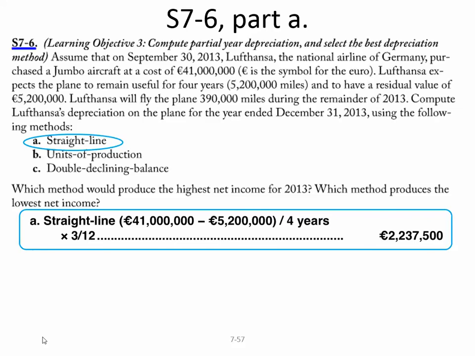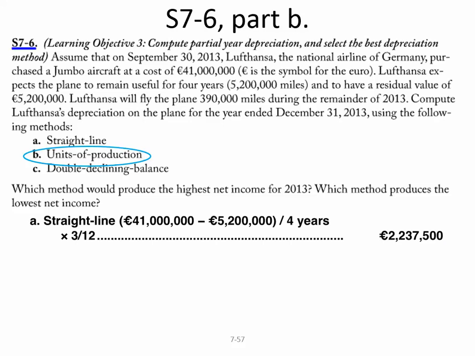3 months is the number of months that the airline owned this aircraft in 2013. Since they bought it September 30th, they would have owned it October, November, December, so 3 months out of 12. So we get straight line depreciation for the first year of 2,237,500. Next up, units of production method.